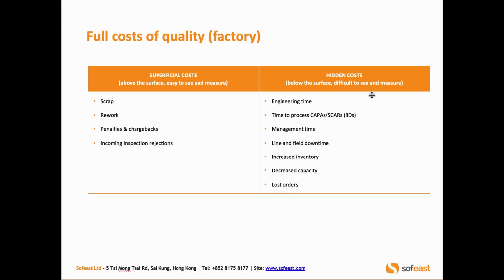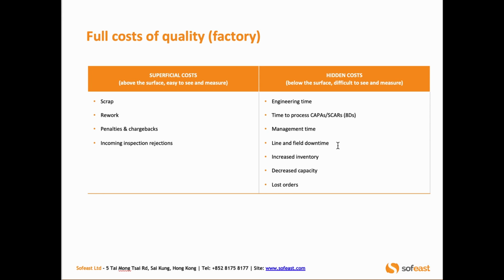Now, when we look at the hidden costs, they are difficult to see, difficult to measure, but sometimes they are much bigger than these ones. It takes time from the engineers and from management. When there are problems, we need to worry and think about what to do. Maybe we need to make some changes to the product, to the process, and so on. When we open an 8D, a corrective action plan, or supplier corrective action plan, we need to follow it up, push the supplier, and so on. This takes time.